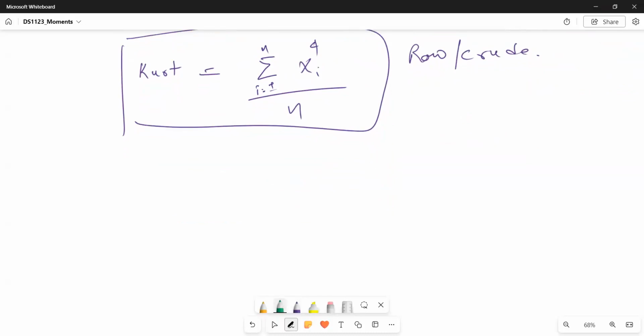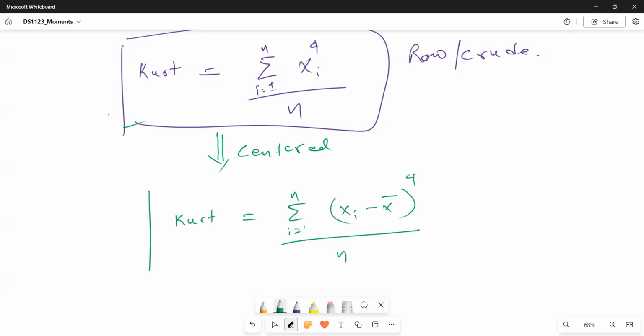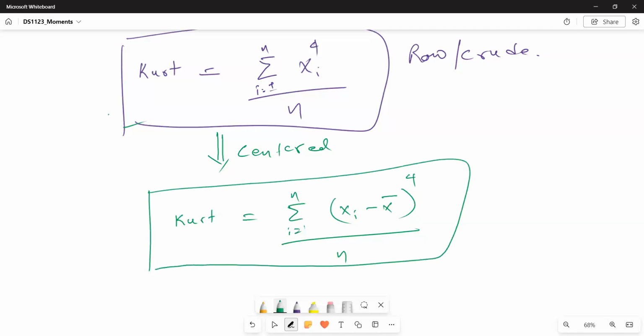Now, this formula is dependent on the mean, it is dependent on the variance, and the sampling adjustment is still not added. So we'll first make it independent of the mean, which means we'll center this formula to get a centered formula. It will be the summation of i equals 1 to n of xi minus the mean of the data, taking the fourth power and dividing it by n. This is the centered formula for kurtosis.